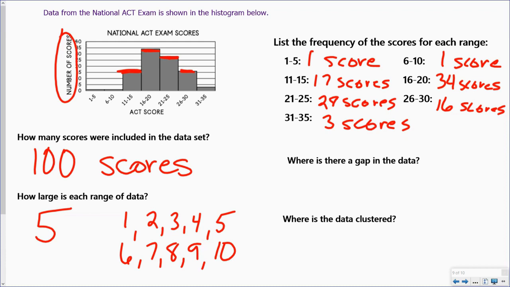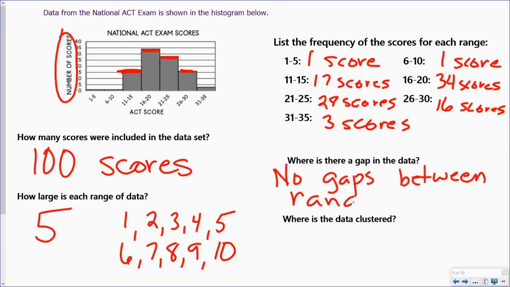Where is the gap in the data? Well, according to this, there are no gaps in the ranges, but I don't know between the actual specific data. So all I can really put here is no gaps between ranges. Because again, I don't know specifics. I can just go by what I see on my histogram.